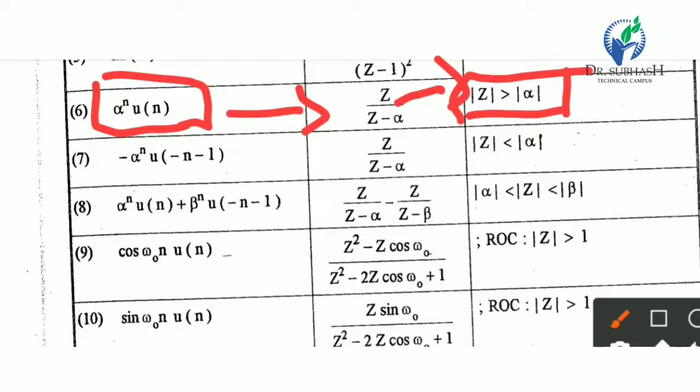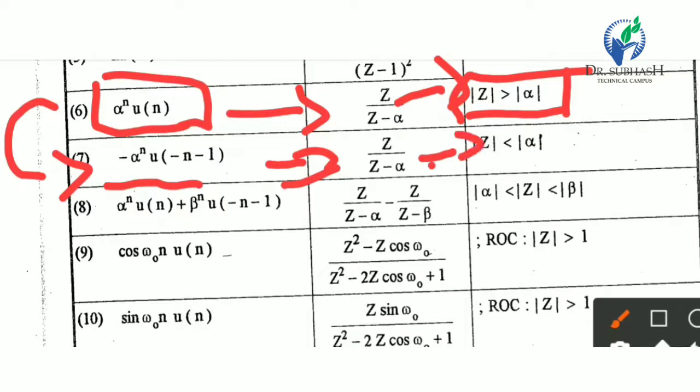For the signal minus alpha raised to n u of minus n minus 1, it means the folded version of this alpha raised to n u of n. So the Z transform is the same as the original version, z by z minus alpha, and the ROC is mod z less than mod alpha. So here the ROC of both is different.